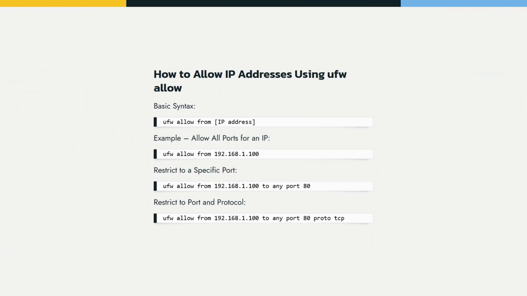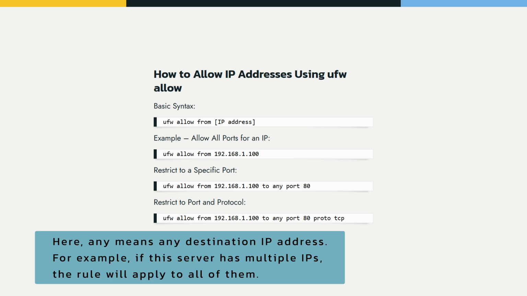To allow an IP address, the command is UFW allow from, then the IP address. That will allow the IP address to access all ports on the server. You can also restrict it to a specific port by typing "to any port" and the port number. You can also specify the protocol using the keyword proto.